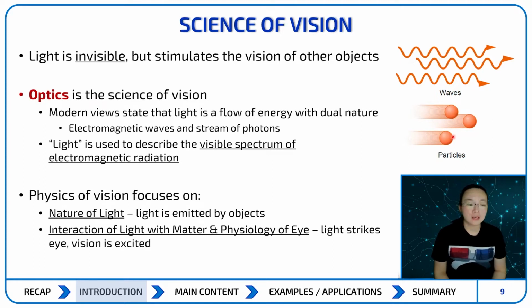So if we talk about physics and optics, the physics of vision is going to focus on, number one, the nature of light, which is what kind of light is emitted by objects. And then we'll have to take a look at the interaction of light with matter, as well as how it interacts with the physiology of the eye. Once we understand that, we'll be able to put into detail how light strikes the eye and how vision is excited. Once again, similar to audition, as soon as we receive some sort of signal from our eyes, we should pass that signal on through our neurons towards our brains.